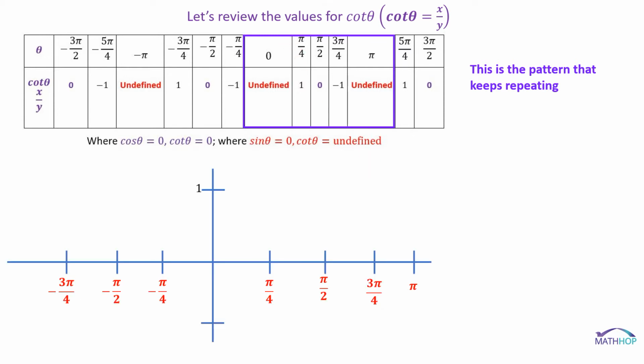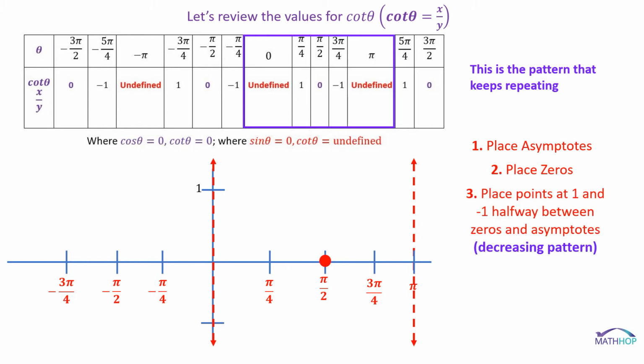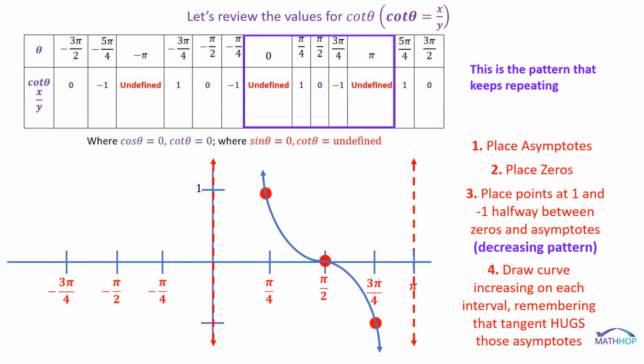The steps we take to graph this will be exactly the same as we did with tangent. We're first going to place our asymptotes. I'm only going to do one cycle, so I'm going to place an asymptote at 0 and at pi. Then we place our zeros. I, of course, will only place one zero, at pi over 2. And then we place our 1 and negative 1 halfway between the zeros and the asymptotes in that decreasing pattern. So I'm going to put pi over 4, 1, and 3 pi over 4, negative 1, and then draw our curve in. Remember, it hugs those asymptotes. That's one cycle of cotangent, and it will repeat forever and ever.